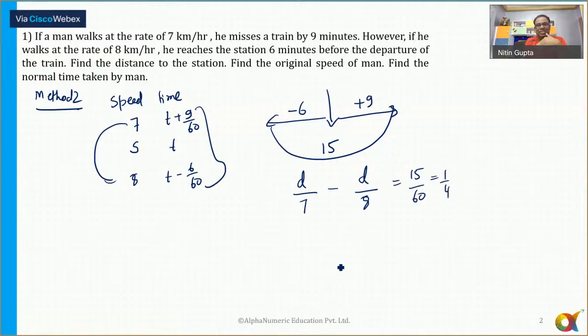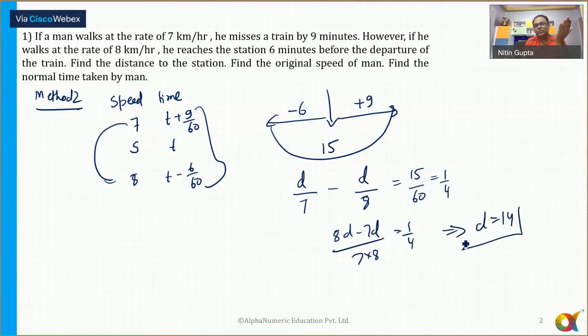So if 15 by 60 is equal to 1 by 4, I'll get d by 7 minus d by 8, which is 8d minus 7d upon 7 into 8, equal to 1 by 4. And then d will be 14. Once we get the distance 14, we can find out the speed as well as the time, the original speed and original time also. So this is another way also, and I think this is much quicker.